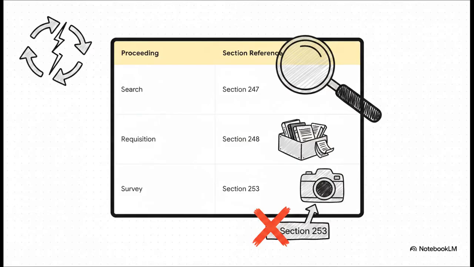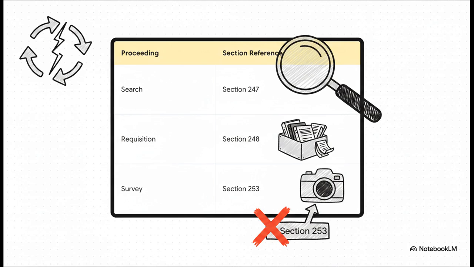Now, it's important to note that Section 120 doesn't just randomly trigger during a normal everyday assessment. The law requires a specific triggering event. The undisclosed income has to be found because of very specific actions: a search conducted under Section 247, a requisition of books or assets under Section 248, or a survey conducted under Section 253. There is one highly specific exception you should memorize, though.